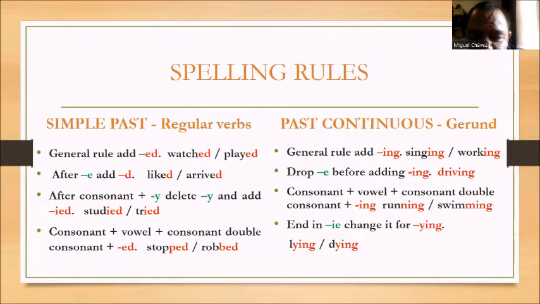Finally, if the verb ends in ie, change it for y and add ing. Lie, lying, die, dying.